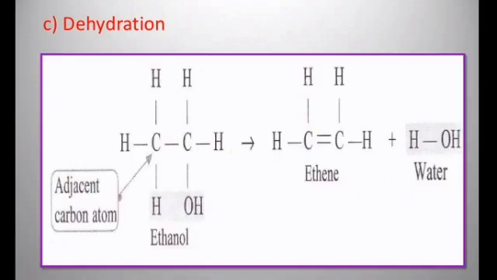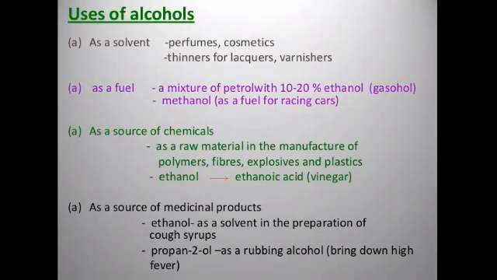Third reaction is dehydration. Ethanol, upon heating, gets dehydrated. That is, the hydrogen atom from the adjacent carbon atom to the one attached with the hydroxyl group is removed, and a water molecule is formed by the removal of the OH group and H from the adjacent carbon atoms, and as such, a double bond is created. Ethanol, upon dehydration, loses a molecule of water to form an alkene, that is ethene. These were the chemical properties.